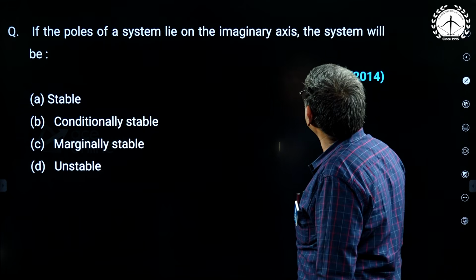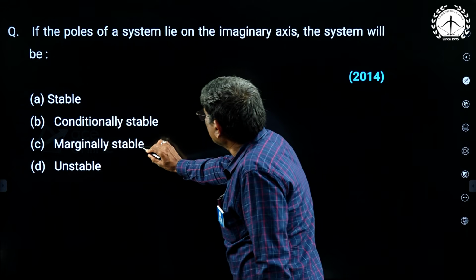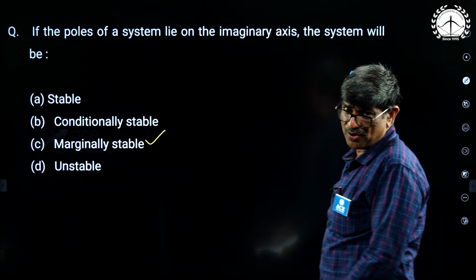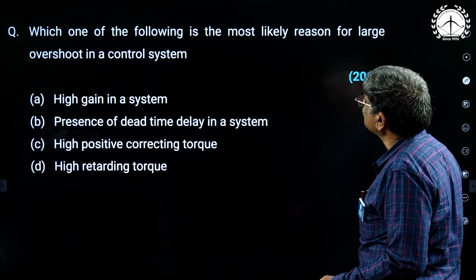If the poles of the system are on the imaginary axis, we know it is a what? Marginally stable system. Poles on the imaginary axis means marginally stable.